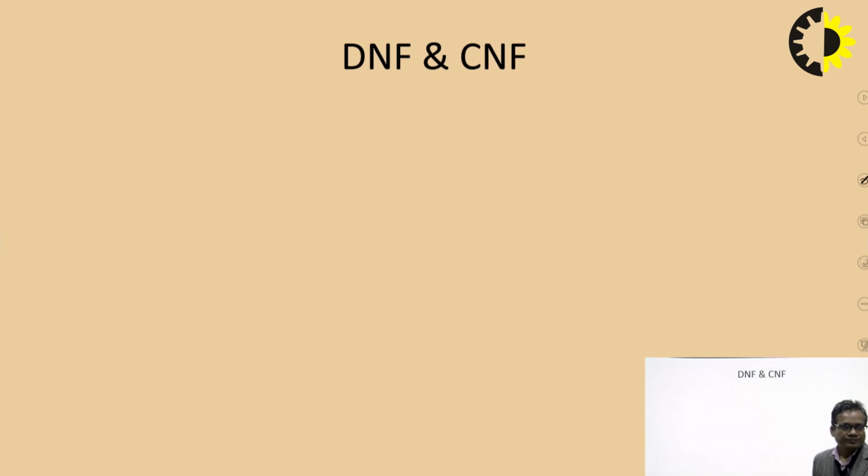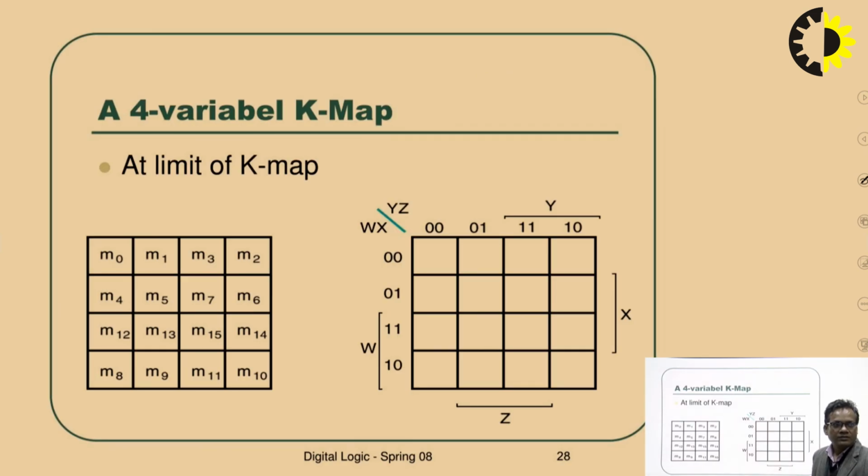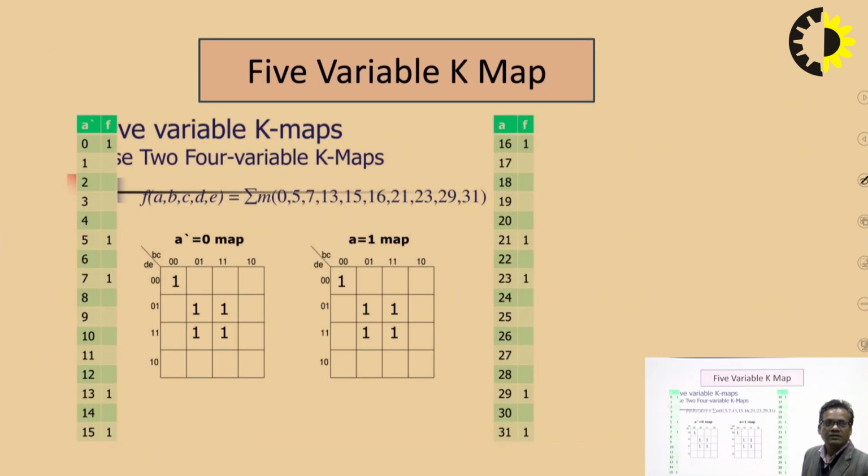Now, this is a 4 variable K-map. You can have different kinds of variables, x, y, z, or w, x, y, z, whatever you want, it can be changed, and these are the min-term format of the given cells. This is the 5 variable K-map. You can use 2 4-variable maps, right? For example, A, B, C, D, E, a 5 variable map.